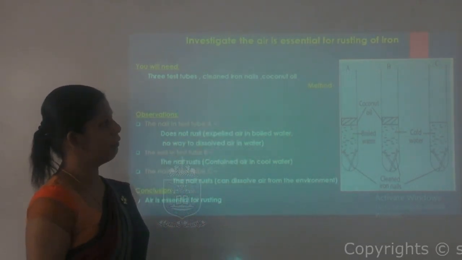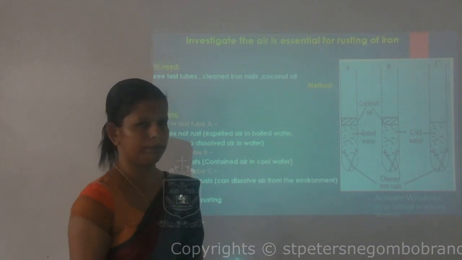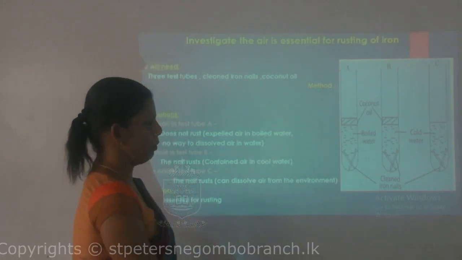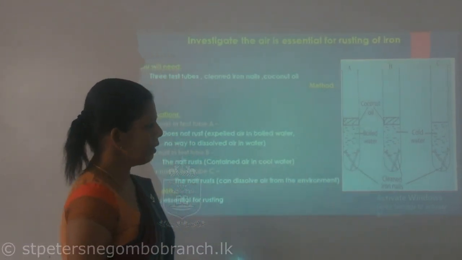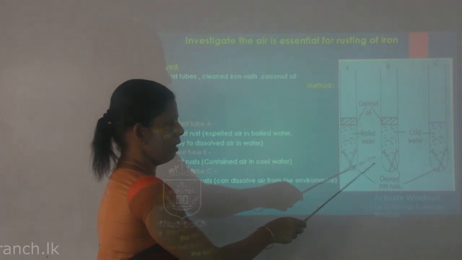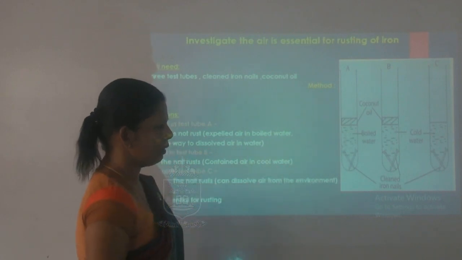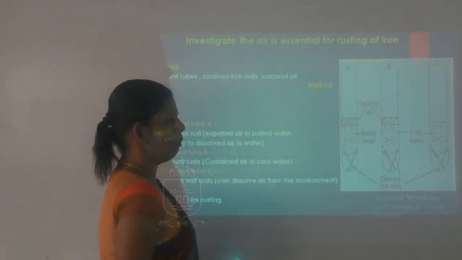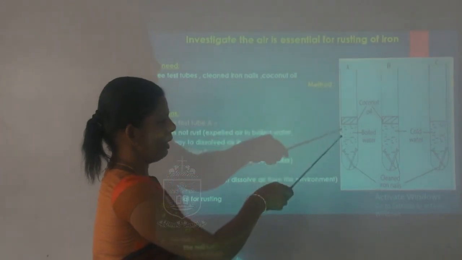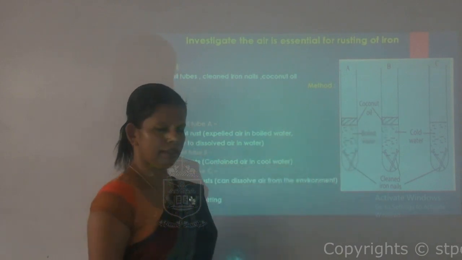investigating that air is essential for rusting of iron. So how can we make that practical? We can take 3 test tubes like that, and we have to use clean iron nails, putting the iron nails into these 3 test tubes. For test tube A, we can use boiled water. Test tube B, we can use cold water. Test tube C, we can use cold water. For test tubes A and B, we have to put a layer of coconut oil like this.